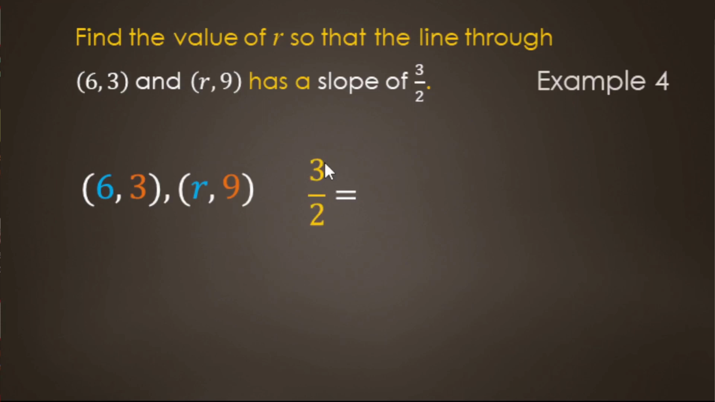So remember, this is rise over run. So now looking between our 2 points here, what's the rise? Well, we're starting at 3 and we're going up to 9. So that's 3, 4, 5, 6, 7, 8, 9. So that's an up 6.